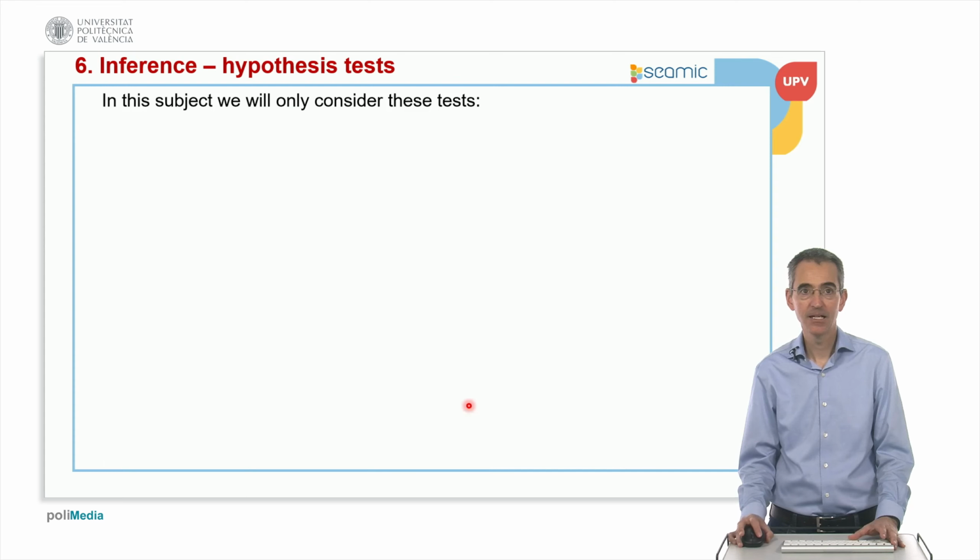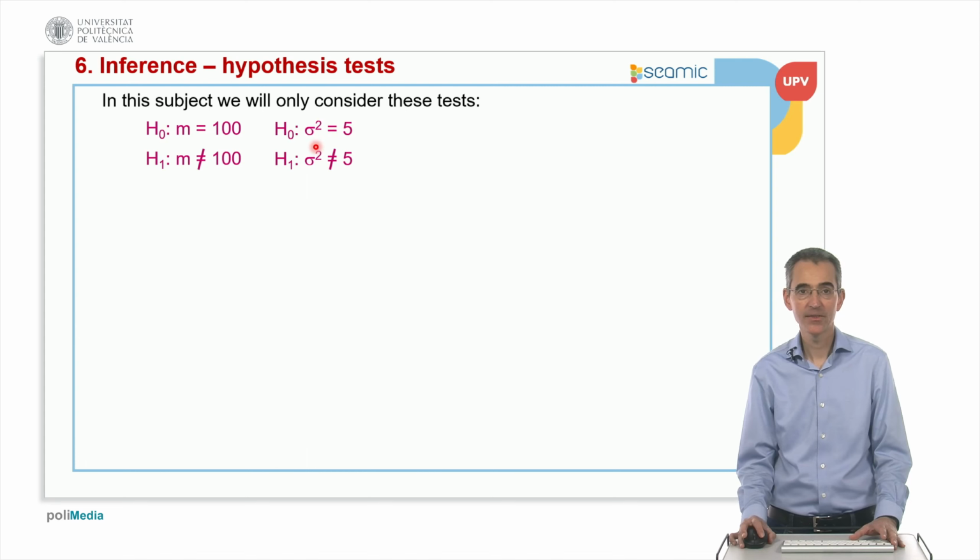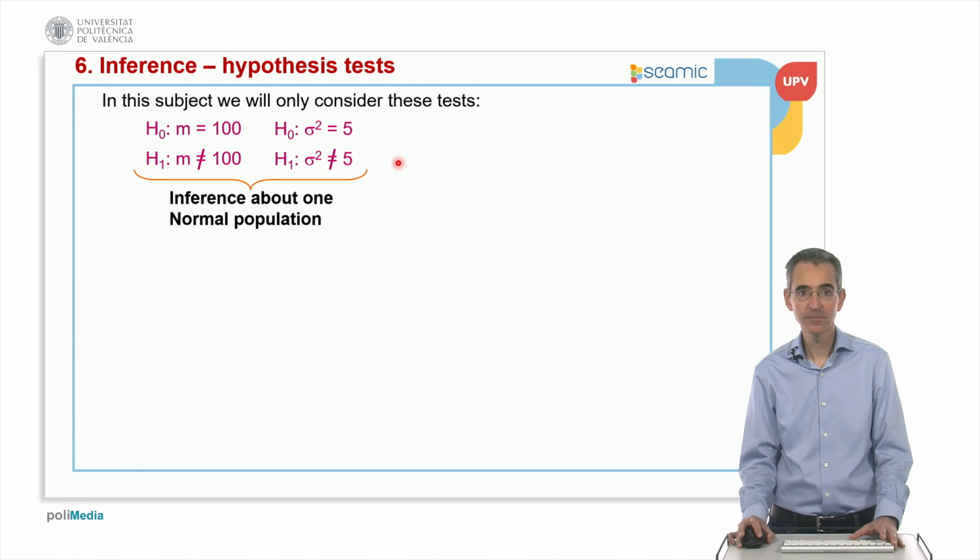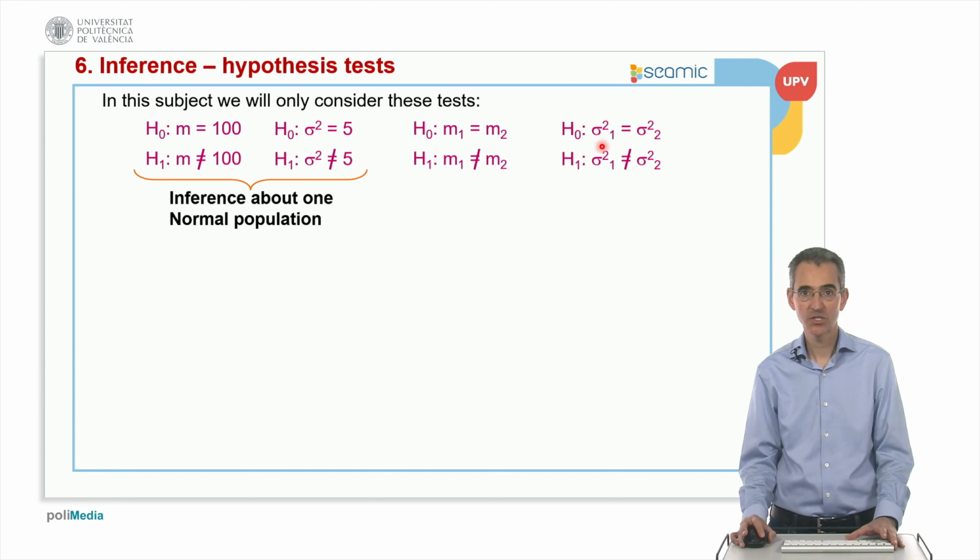Okay. In this subject, we will only consider tests where the population mean is equal to a value or different to that value, or the population variance is equal to a particular value or different to the value. That would be inference about one normal population. Or regarding the comparison of two normal populations, the null hypothesis will be that both populations have the same average versus different averages, or that both populations have the same variance versus having a different variance.